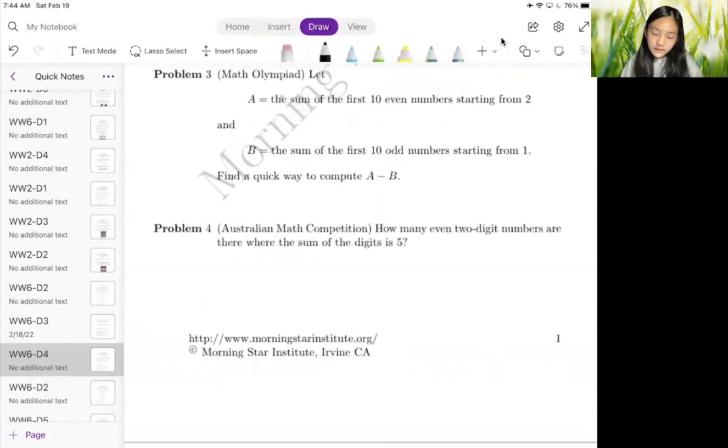Problem 3. A equals the sum of the first 10 even numbers starting from 2, and B is the sum of the first 10 odd numbers starting from 1. Find a quick way to compute A minus B.